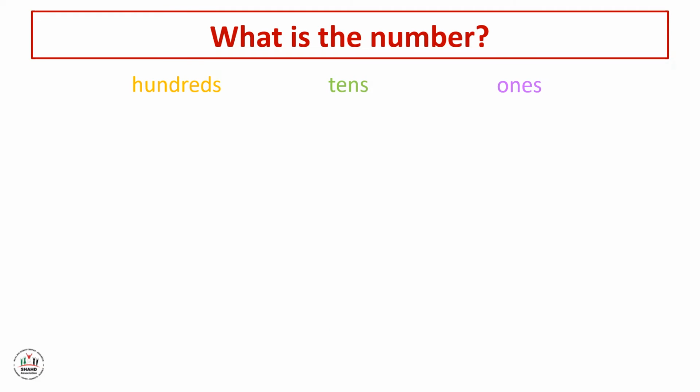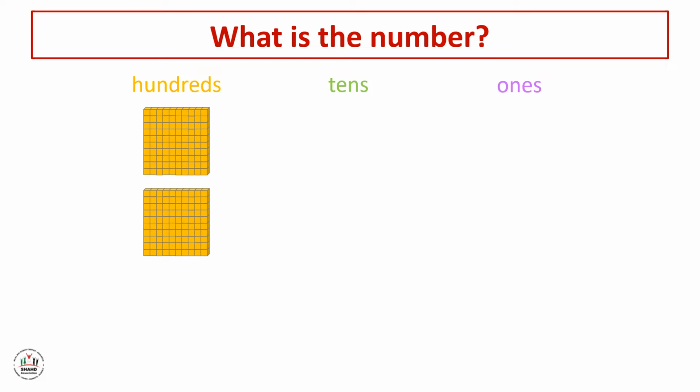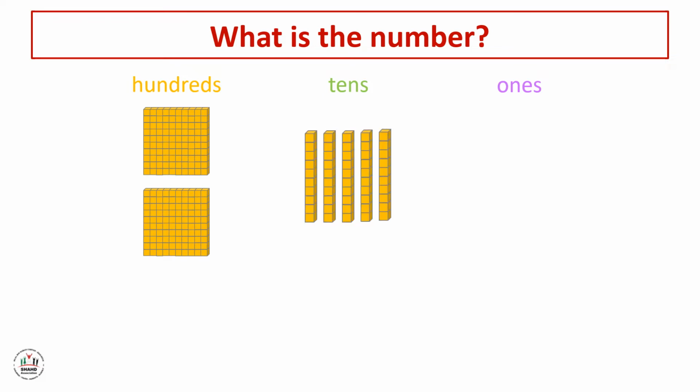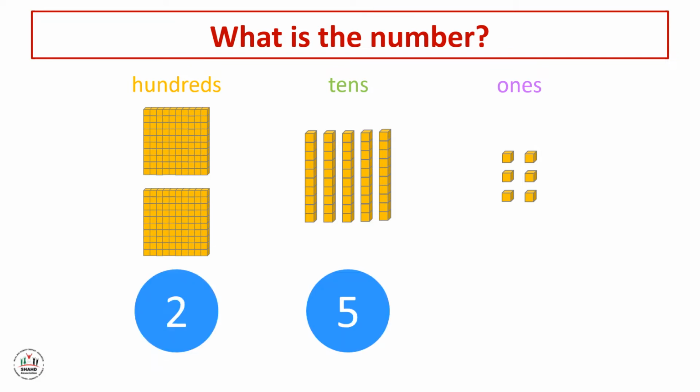Here we have 2 hundreds and 5 tens and 6 ones. So we have 2 hundreds, 5 tens and 6 ones. So the number is 256.